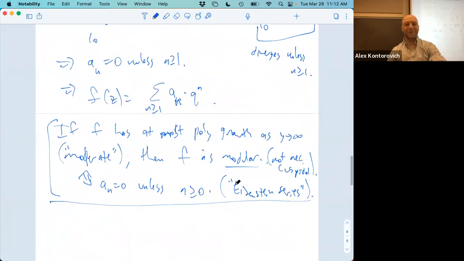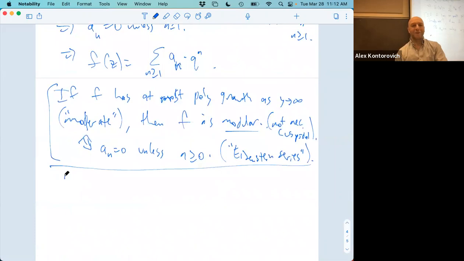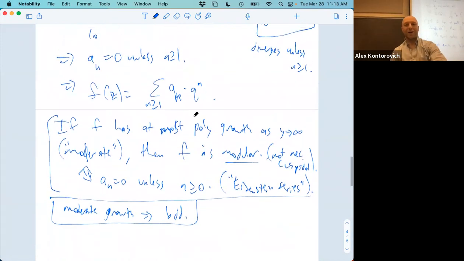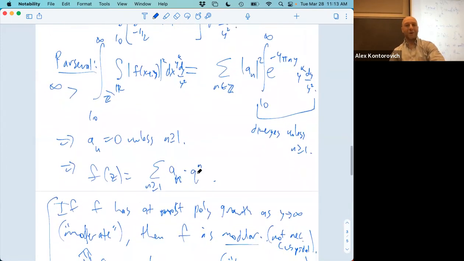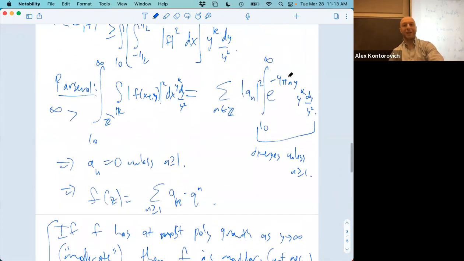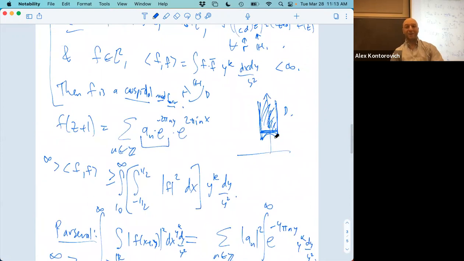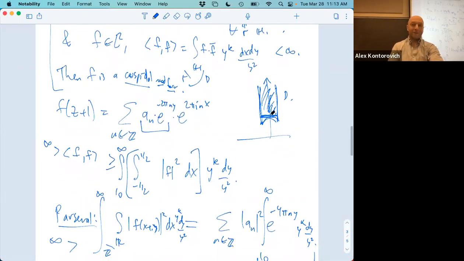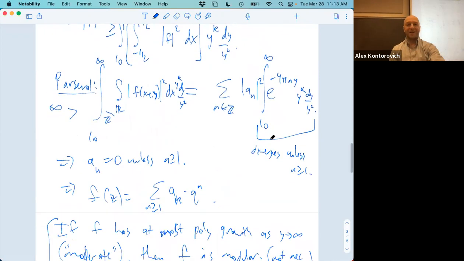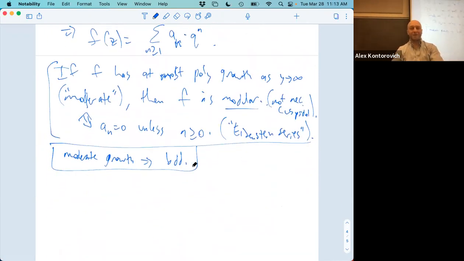So let me say, moderate growth implies bounded, actually. So they will be L infinity, because if you're cuspidal, then you have an e to the 2 pi, you have at least some exponential decay. And so as you go to infinity, you're going to 0. If you're not cuspidal, you're going to a constant, whatever A0 is. So you're bounded in the compact part, and in the non-compact part, you're still bounded.